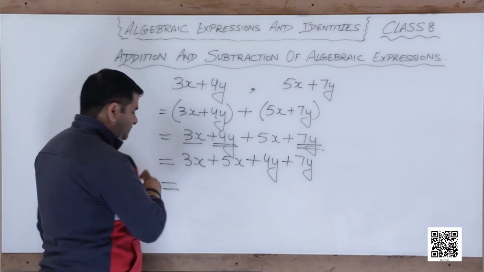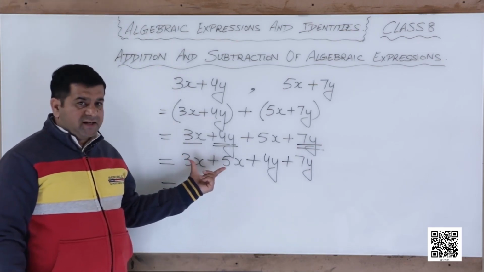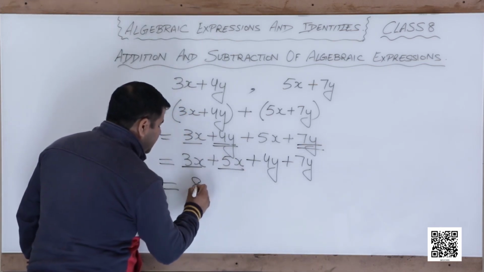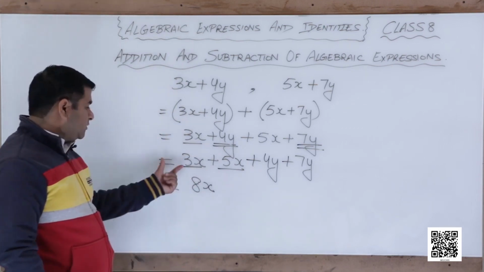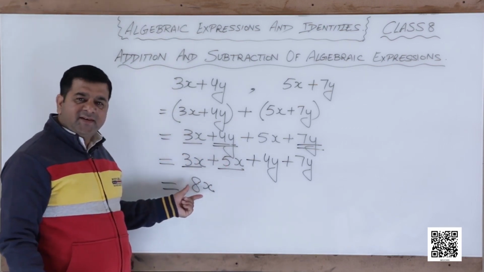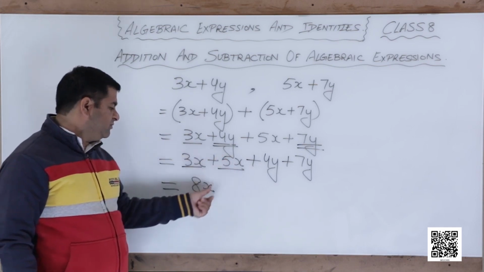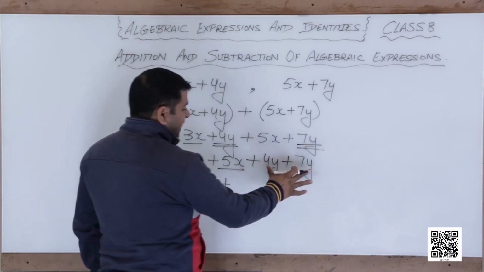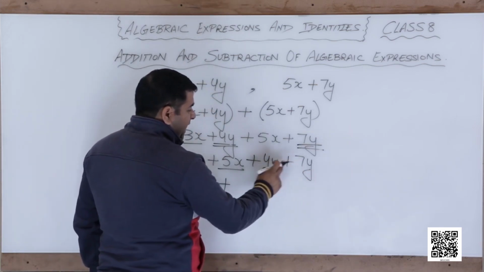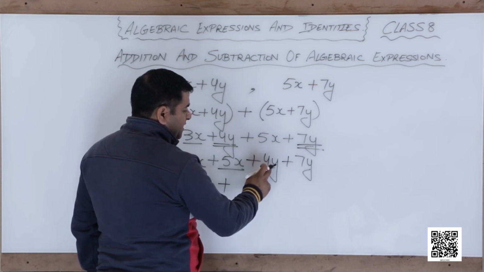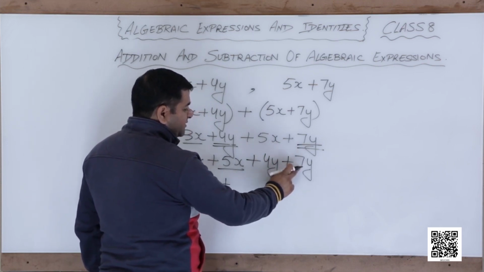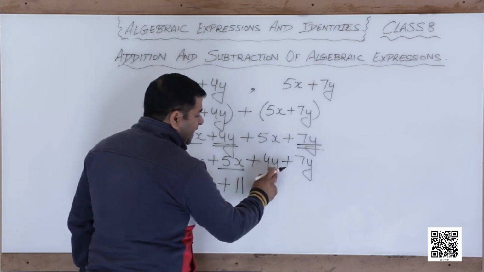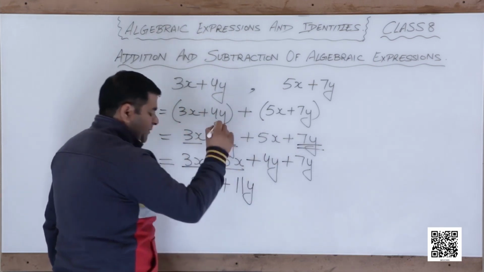Now let's see. We will add these like terms, 3x plus 5x. It will give us 8x, because 3 plus 5 gives us 8, and the variable will be the same, that is x. Same way we will add these. We will add the numerical factors, that is the coefficients. This is plus 4 and this is plus 7. So 4 plus 7 is 11. So that gives us plus 11 and the variable will be the same, that is y.